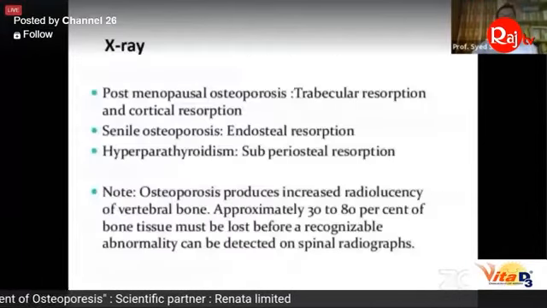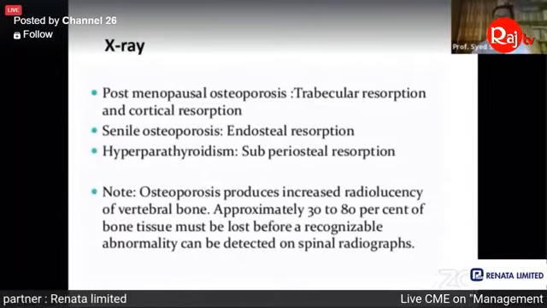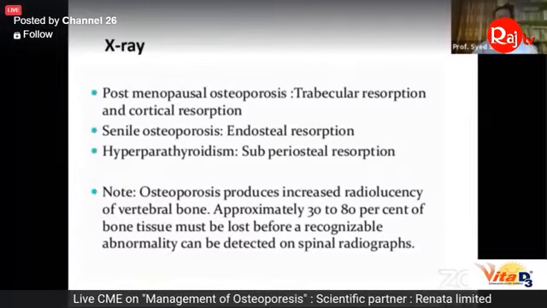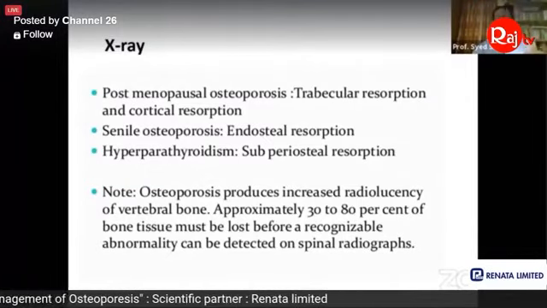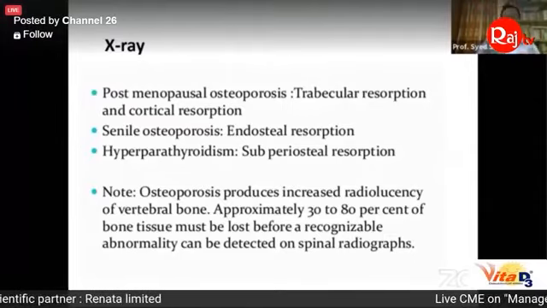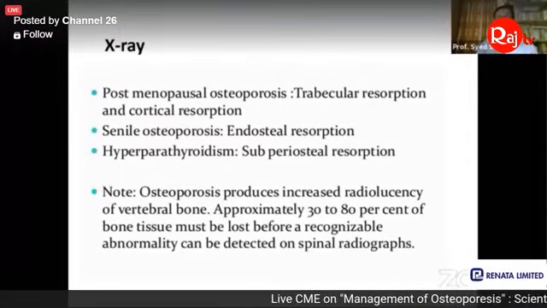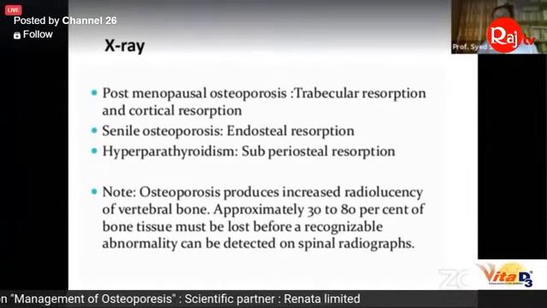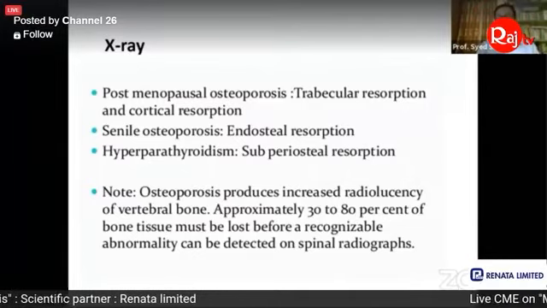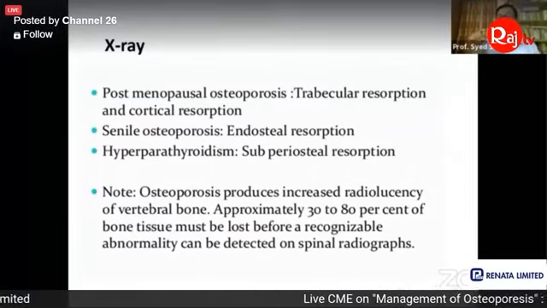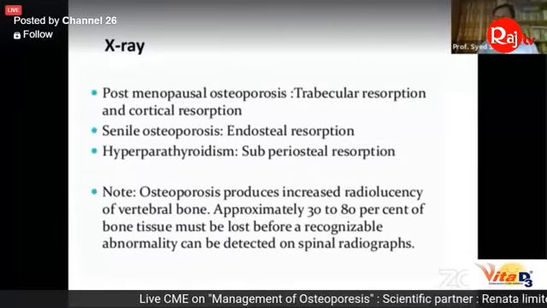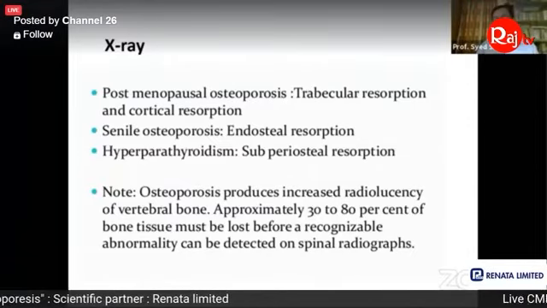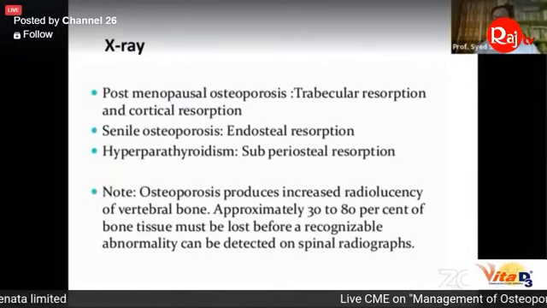So X-ray, in my previous experience, was the gold standard. During my studentship, I found that with the X-ray we diagnosed the case of osteoporosis. Osteoporosis produces increased radiolucency of the vertebral body. Approximately 30 to 80% of the bone tissue must be lost before a recognizable abnormality can be detected on spinal radiograph. But it depends on the quality of your machine, the quality of the technician, and the size of the person. If the person is obese, we cannot detect the bone quality.